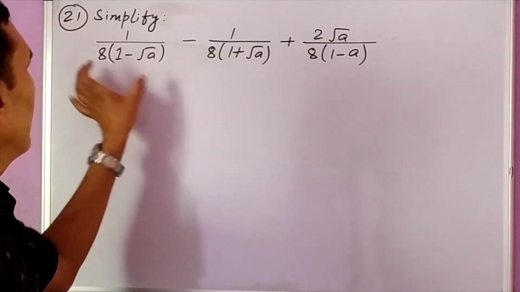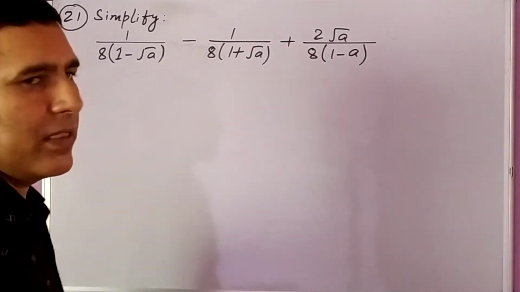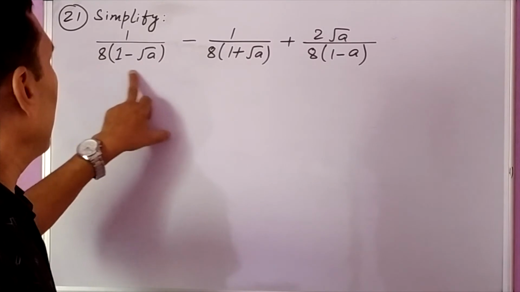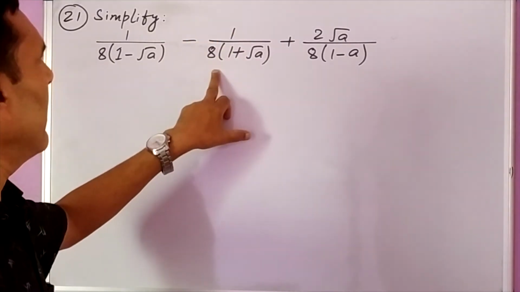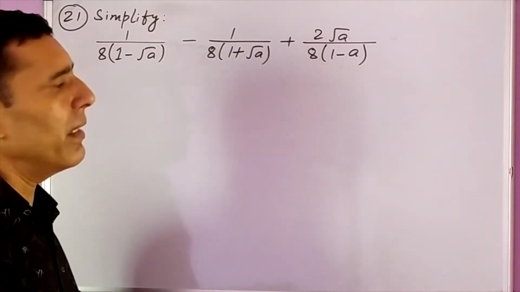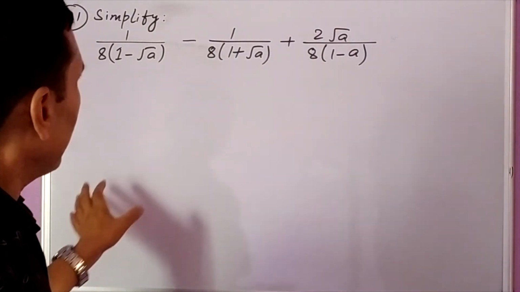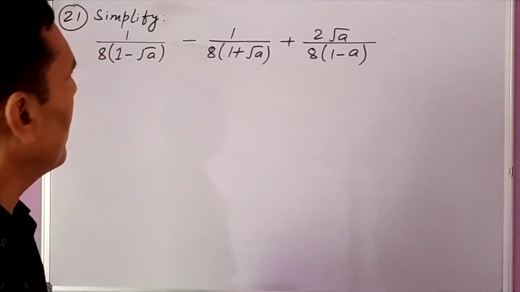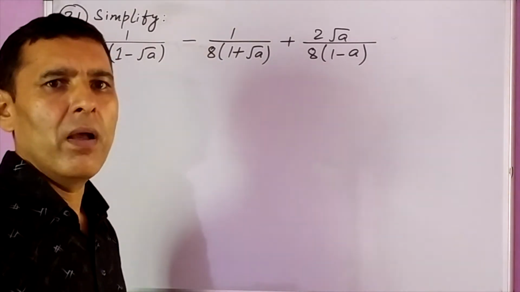So this is the question which was asked in SE also in the previous year. 1 upon 8 times 1 minus root a, minus 1 upon 8 times 1 plus root a, plus 2 root a upon 1 minus a. Maybe sometimes some students may get confused when they see the root there, how to simplify it. It is very easy here.